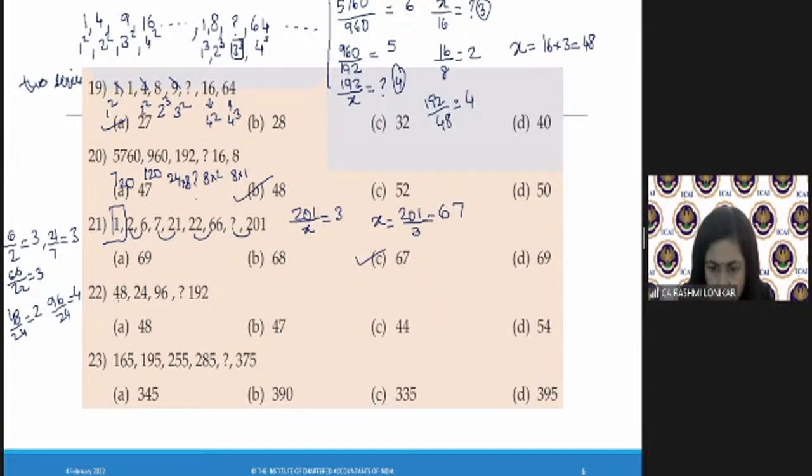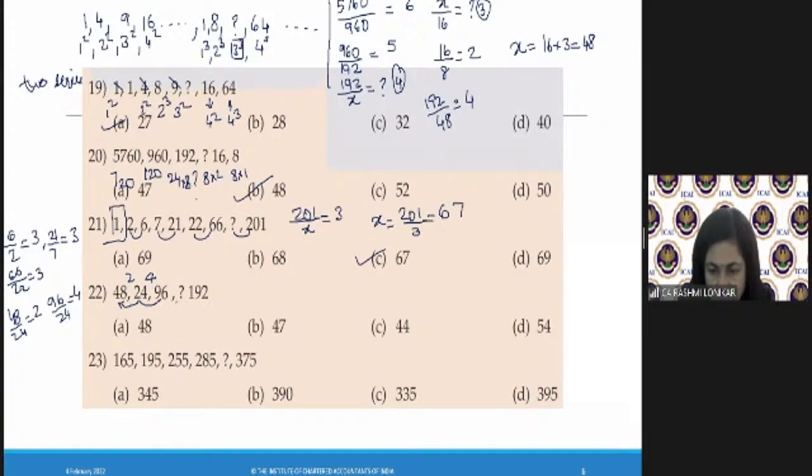Okay, but see here what is happening? This number 24 is less than this number. So this is the middle number. So 48 divided by 24 is 2. 96 divided by 24 is 4. Okay, so this is the middle number.